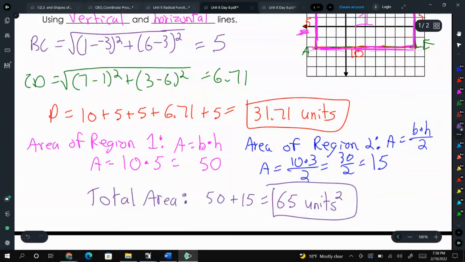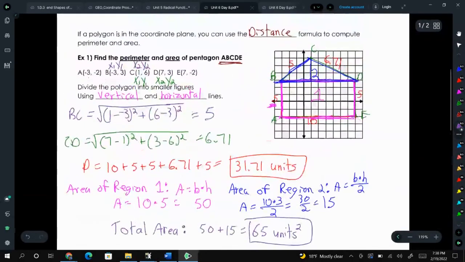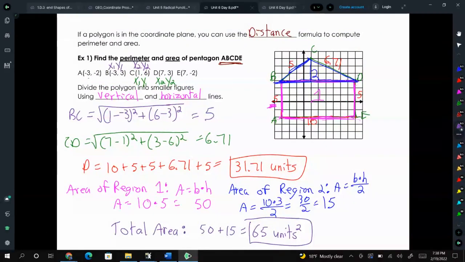So these are some things that you probably already know. We're just combining it together with the distance formula to take this stuff a little bit further. We're not going to do this page right now. So that's it for the Day 8 notes. Like I said, it's not anything new per se. It's just combining some things.